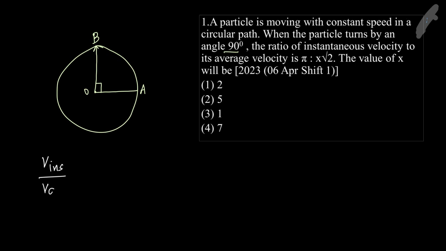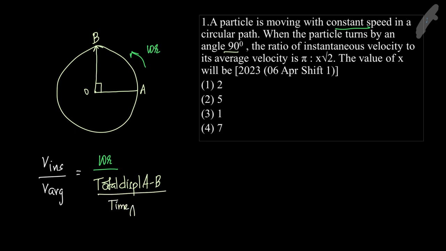So we know that instantaneous velocity by average velocity would be equal to, see, since the object is moving with a constant speed, the velocity would be equal to omega r. So the instantaneous velocity is omega r. Now what is average velocity? Average velocity would be equal to the total displacement, from A to B, upon the time taken to reach B from A. So this is omega r the whole upon total displacement by total time taken.